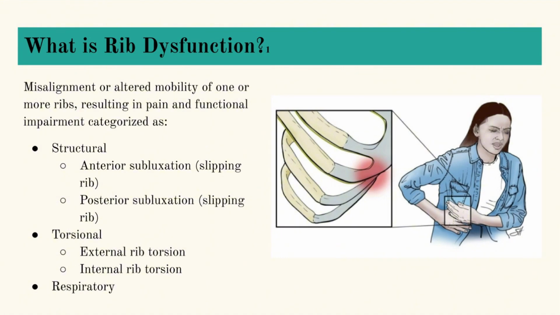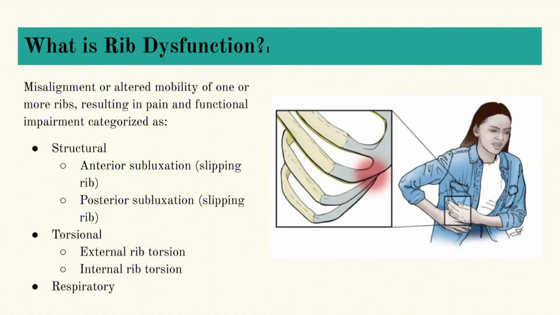Alright, so what is rib dysfunction? It can be stated as misalignment or altered mobility of one or more ribs resulting in pain and functional impairment, and according to Dutton, they can be categorized as structural rib dysfunction, torsional rib dysfunction, and respiratory rib dysfunction. So for structural, you would have anterior subluxation or slipping rib, and posterior subluxation or slipping rib also. For torsional, you would have external rib torsion or internal rib torsion.